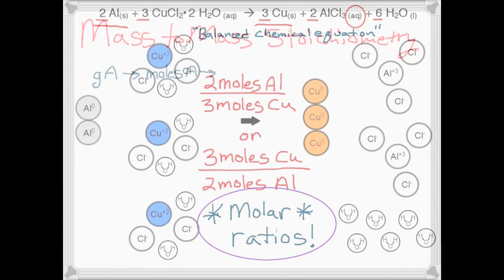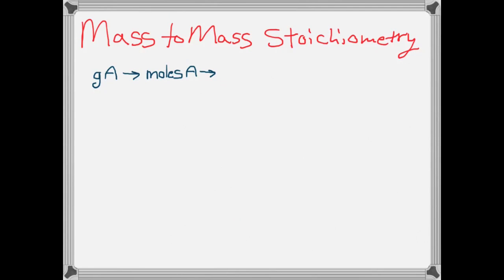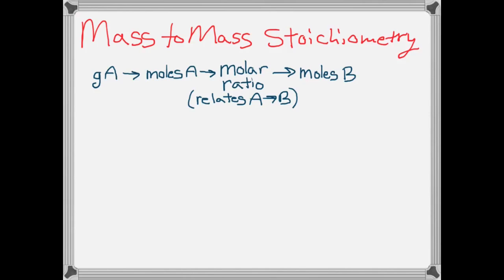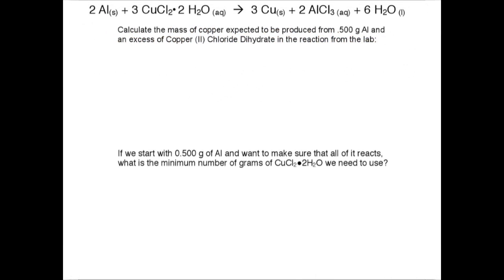Take some time with this slide or go back and see the previous video if you need to refresh your memory. So now that we've converted the number of grams of A into the number of moles of A, we're going to use the molar ratio that relates the number of moles of A to the number of moles of B to find out how many moles of B we have. Lastly, we can convert the number of moles of B into number of grams of B. Thus, we've gone from the mass of A to the mass of B, and that's why we call it a mass-to-mass stoichiometry problem.